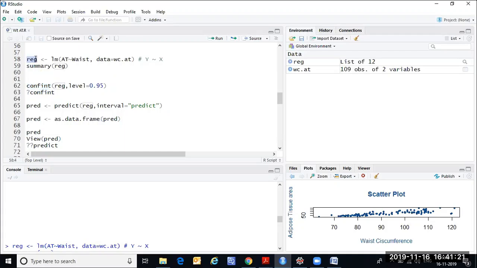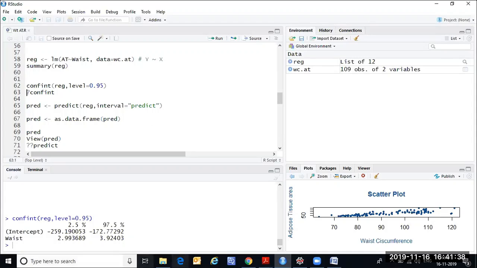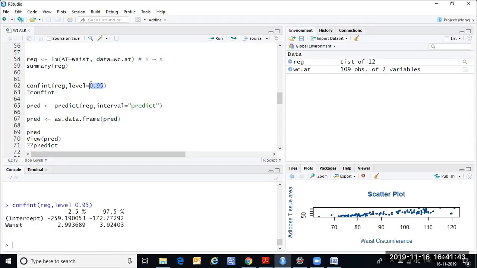So REG is the variable in which we have saved the linear regression model output. I'm building a confidence interval for predicting the output of this with a confidence level of 95%. So with the 95% confidence level, the area under the curve that you need to cover is 97.5, and the possibility to go wrong is 2.5. This is the lower bound value and this is the upper bound value.